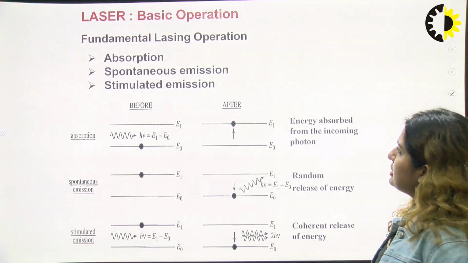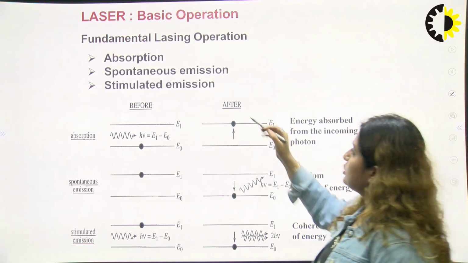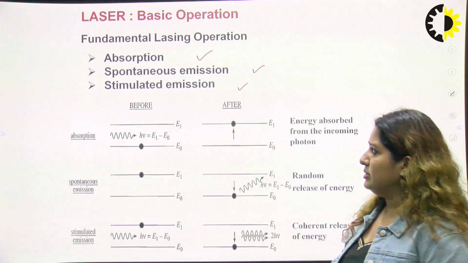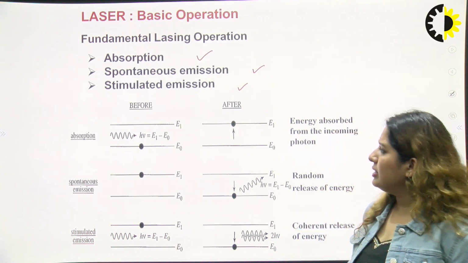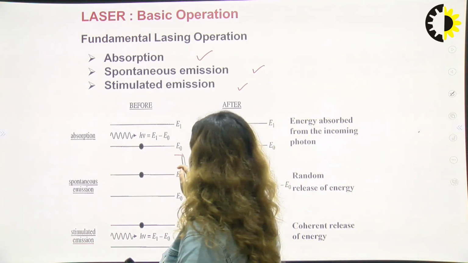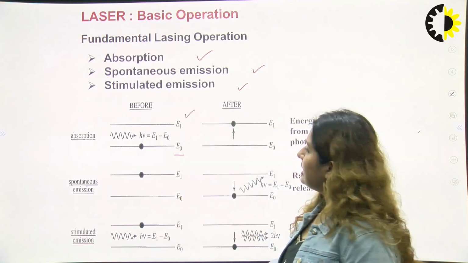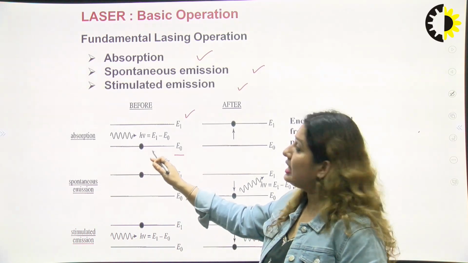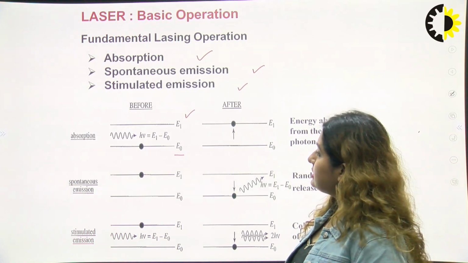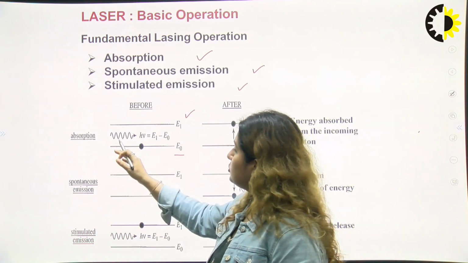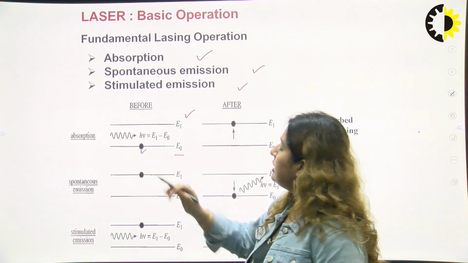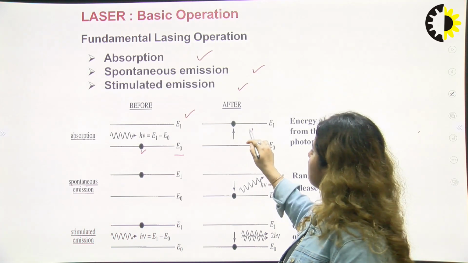There are three fundamental operations of lasers. The first one is absorption, the second one is spontaneous emission, and the third one is stimulated emission. Absorption is a phenomenon in which, suppose we have two energy levels, the ground energy level E0 and the higher energy level E1. The number of electrons in E0 is much higher than the number of electrons in the high energy state. When a photon is incident on an electron at the lower energy level and hits it, the electron moves towards the high energy level.